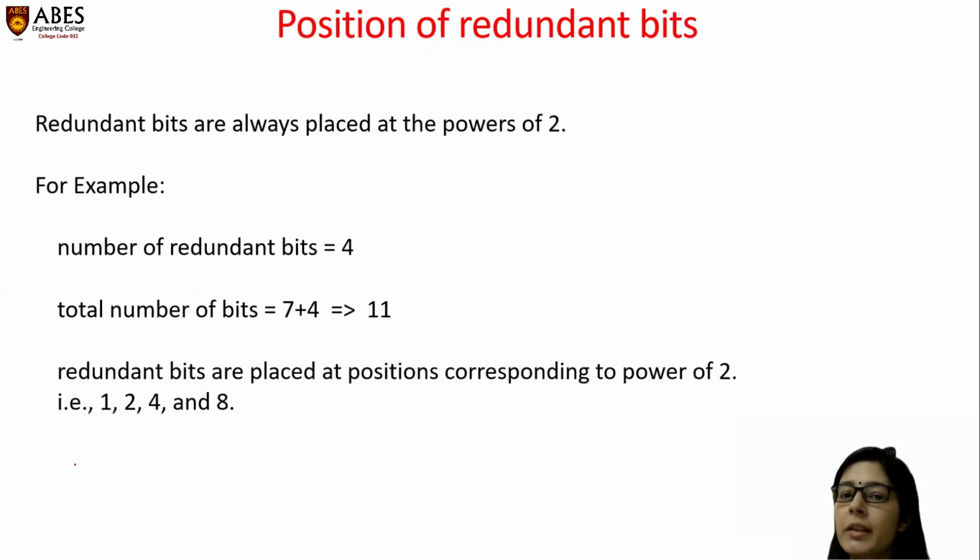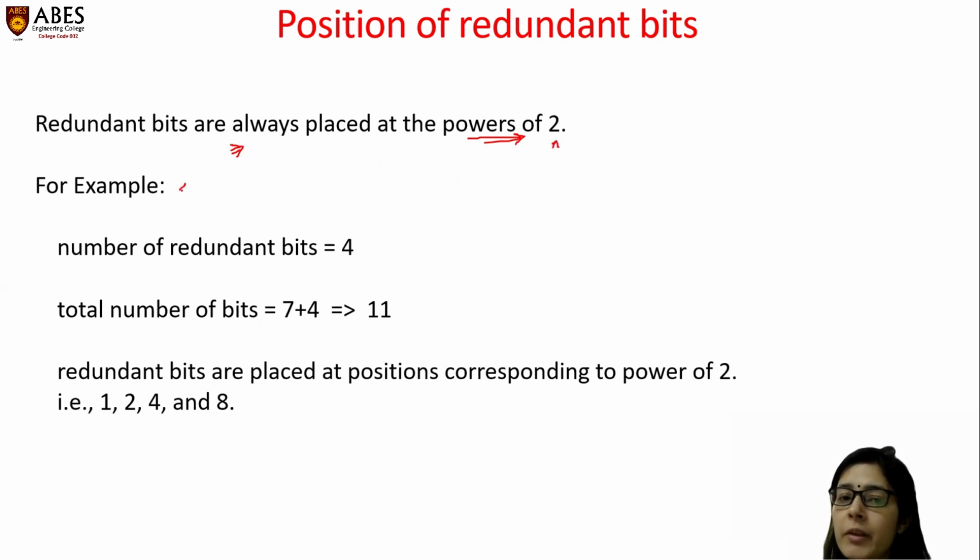Now we will discuss how the redundant bits are calculated, and where we will place these redundant bits. Redundant bits are always placed at the powers of 2 only. You need to remember this point. It is a very important point. Redundant bits are the extra bits that are appended by the sender, but the sender cannot append these bits randomly. These bits are always appended at the positions of powers of 2 only.